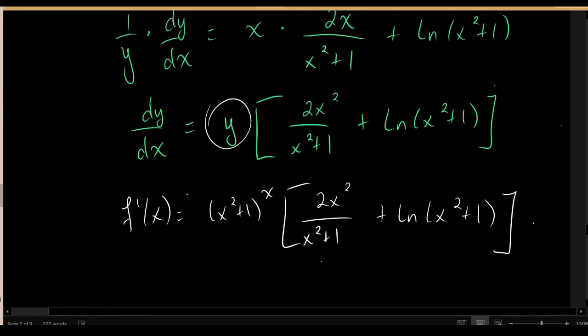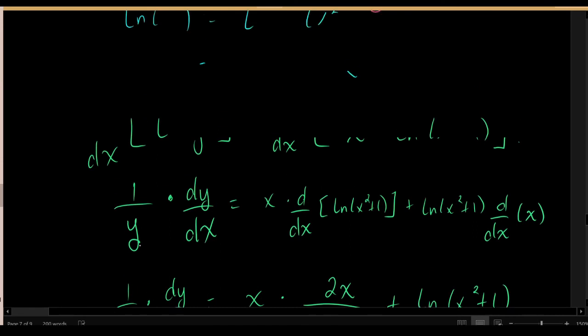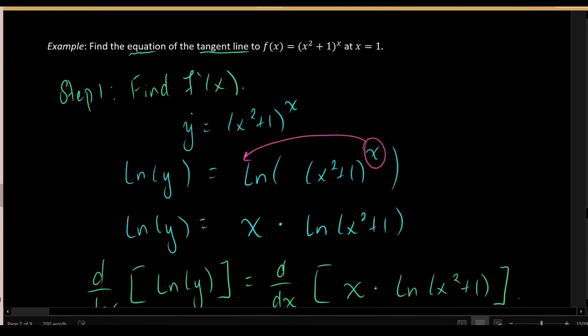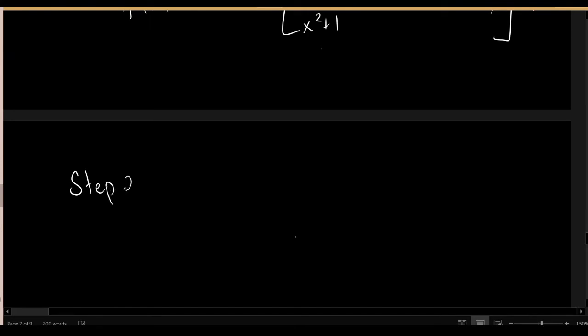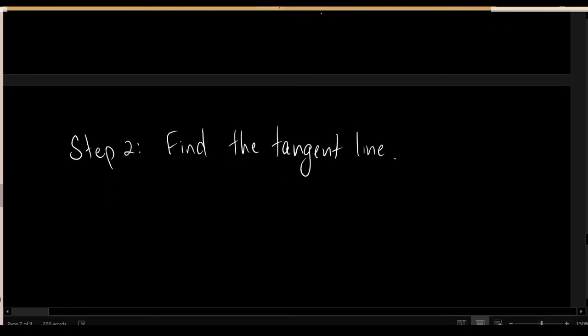But I still need to scroll back up and remind myself that this is not what I'm trying to find in this problem. In this problem, I'm trying to find the equation of the tangent line to the function where x is equal to 1. So step 2, we need to actually answer the question. We need to find the tangent line. To that end, let's find the slope at the given x value of x equals 1. In other words, let's find f prime at 1.